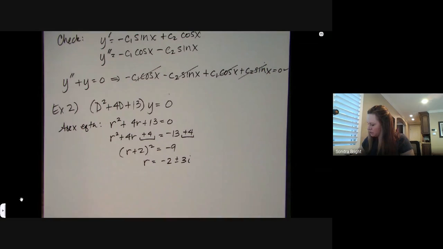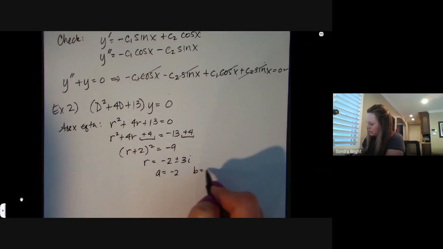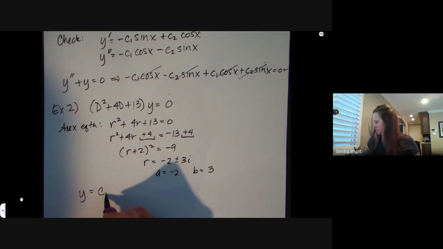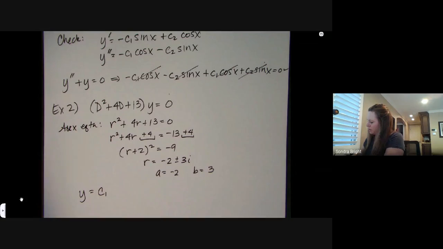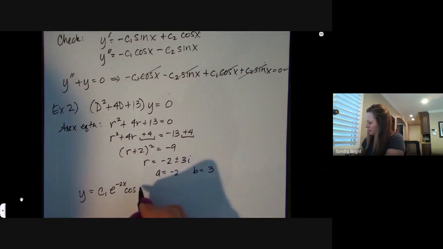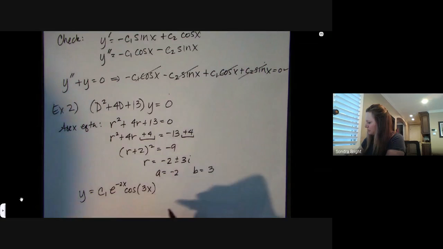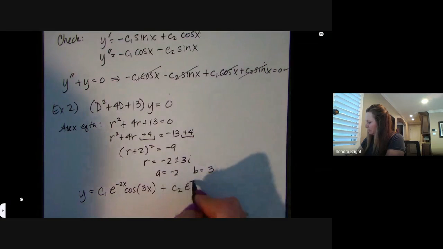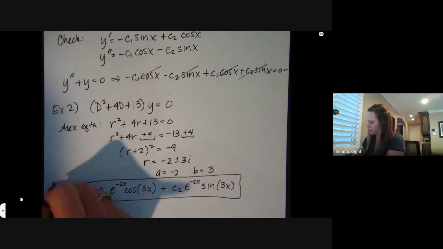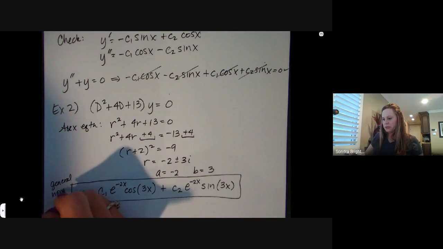All right, so that means your a is negative 2, your b is 3, and your general homogeneous solution, because we're doing a linear combination of these two independent solutions, is c1 e to the negative 2x times cosine of 3x, plus c2 times e to the negative 2x times sine of 3x. This is, again, the general homogeneous solution.